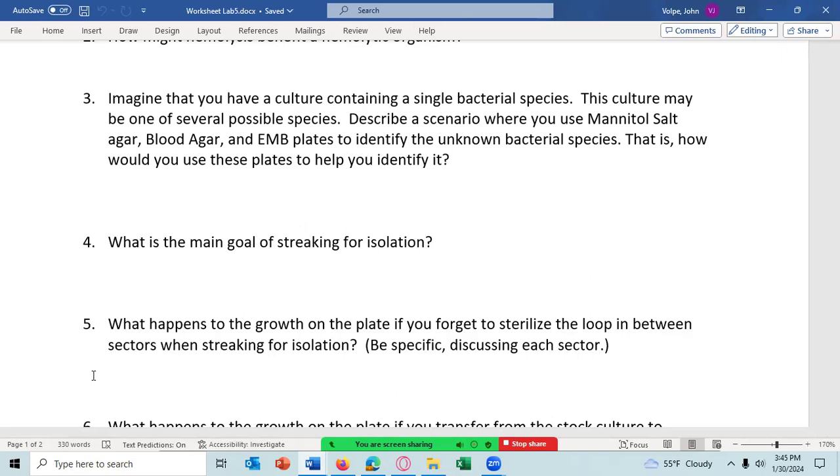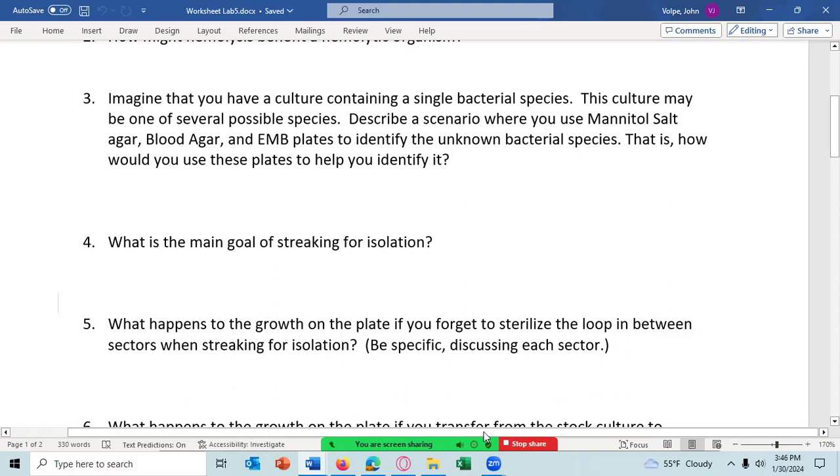All right. Question 4. What is the main goal of streaking for colony isolation when you're streaking on an agar plate? Question 5. What happens to the growth on the plate if you forget to sterilize the loop in between sectors when streaking for colony isolation? In this question, you must be specific in your answer. You need to discuss the growth on each sector.